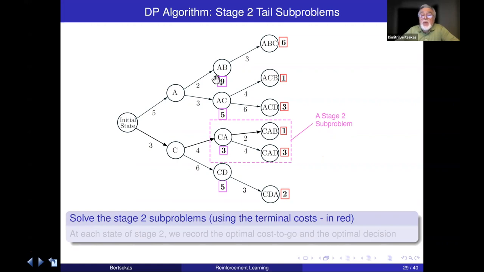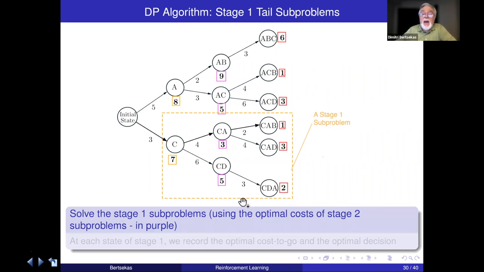Now we do this thing for all the tail subproblems. Okay, here there's only one possibility. So it's three plus six is nine. Here it's two plus three is five. Here there are two possibilities, either go here or go here. The minimum is five. So now we have done one step of the dynamic programming algorithm and have recorded the corresponding optimal cost of the tail subproblems.